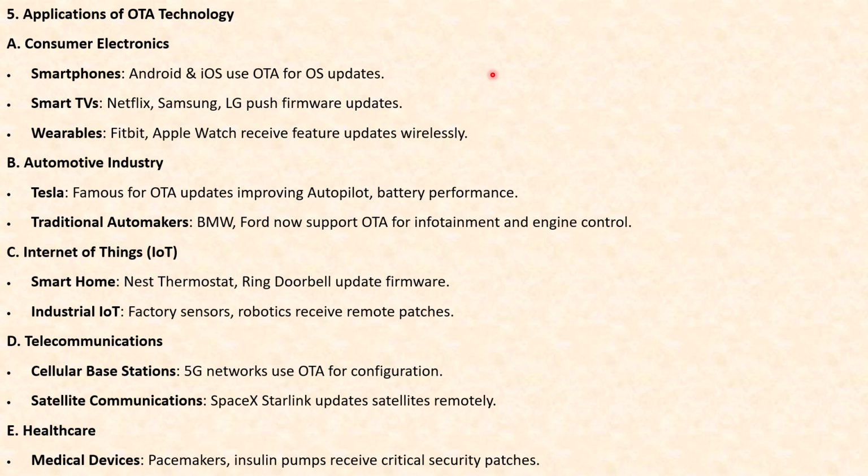To continue further, we are going to see the various applications of OTA technology. First is consumer electronics. For example, smartphones: Android and iOS use OTA for operating system updates. Next are smart TVs, like Netflix, Samsung and LG, which push firmware updates. These are all already in use in smart TVs. And next are wearables. Wearables like Fitbit or Apple Watch receive feature updates wirelessly.